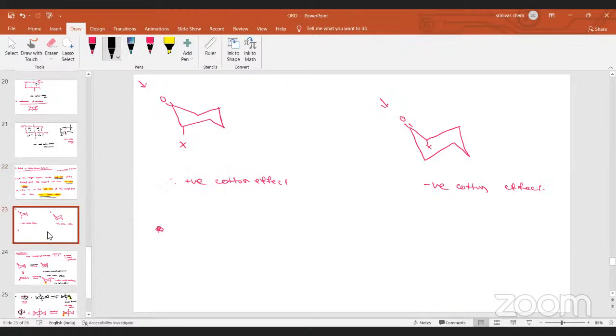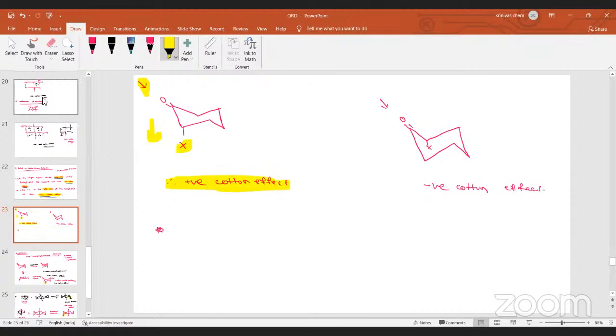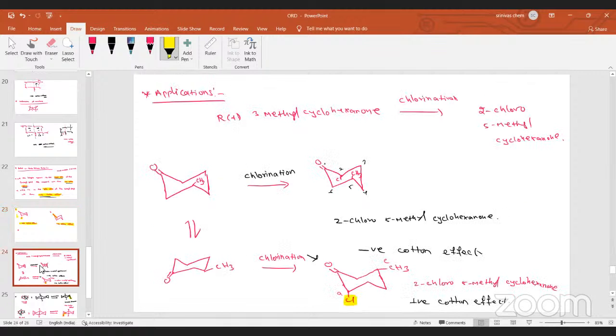An example is this alpha halo ketone, a cyclohexanone. The cyclohexane is viewed from this side, so the halogen is on the right side of the carbonyl group and will show a positive Cotton effect. In this axial position, viewed from this side, the axial alpha halo group is present on the left side of the carbonyl group, so it will show a negative Cotton effect. You see the applications of the axial halo ketone rule.